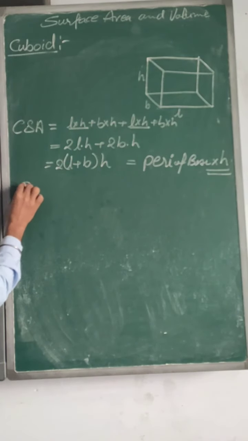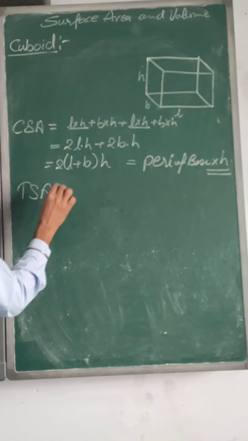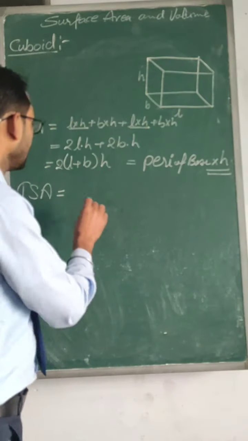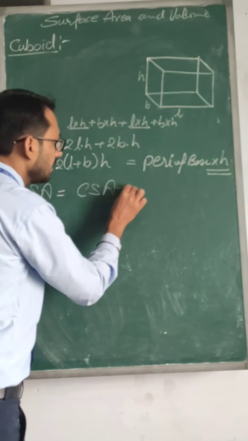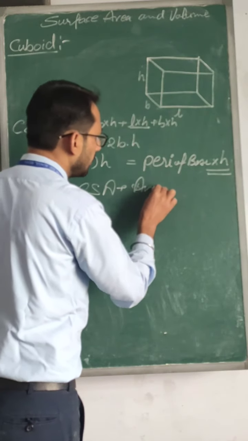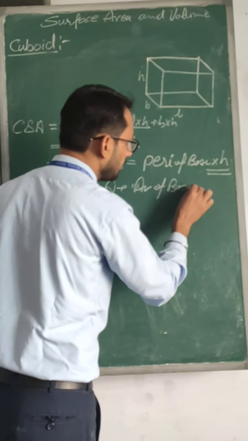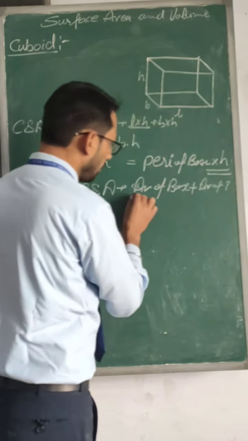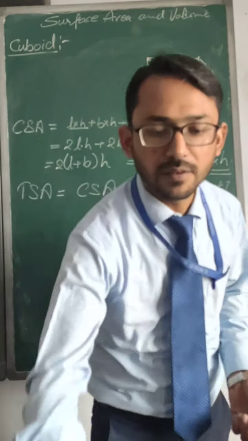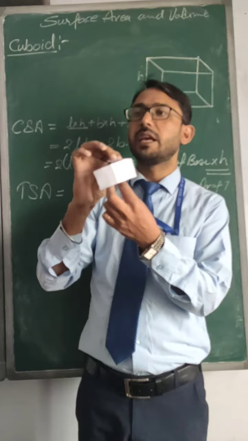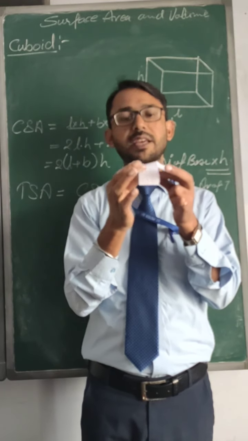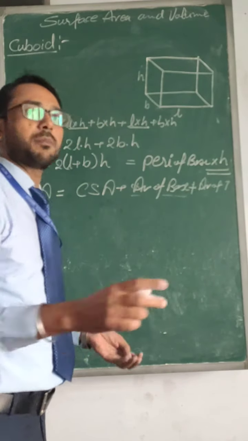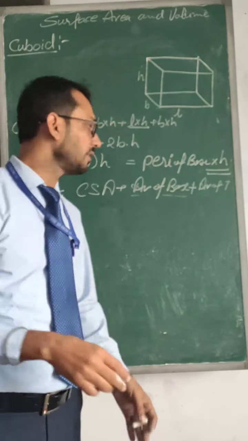Now total surface area. Total surface area is the whole surface area, also we used to say it. This is curved surface area plus area of base plus area of top, or we can say twice the area of base, because top and base both will have the same area. So area of base plus area of top can be written as 2 times area of base.